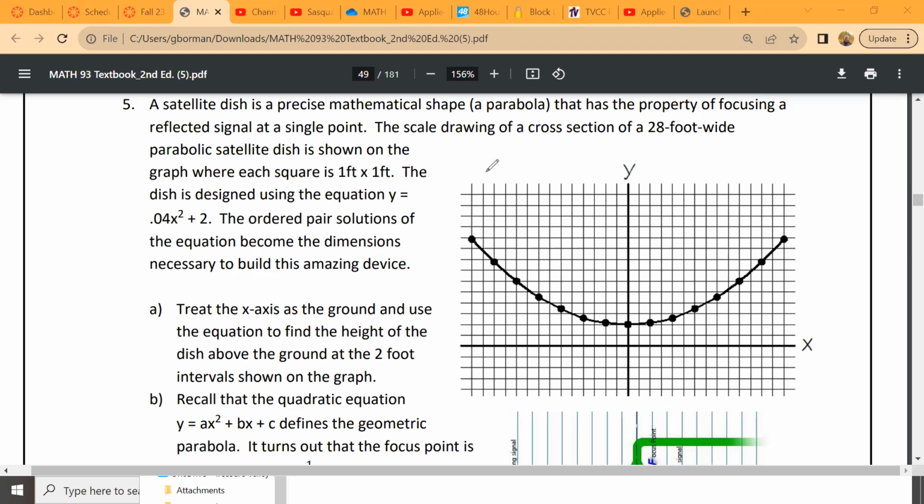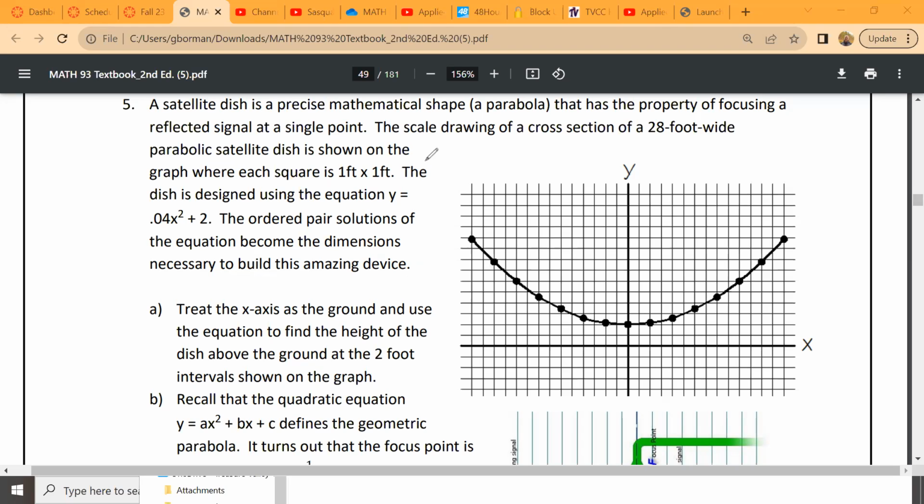Okay, so here is what we have got for the next problem. We are in section 2.1, and I'm going to do one problem just right out of the homework. There's just not a lot of problems here.